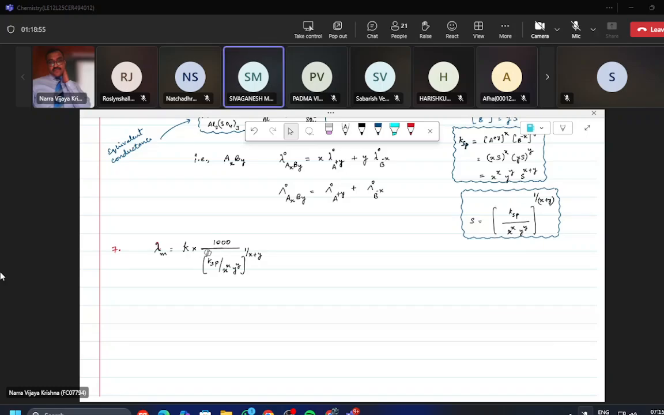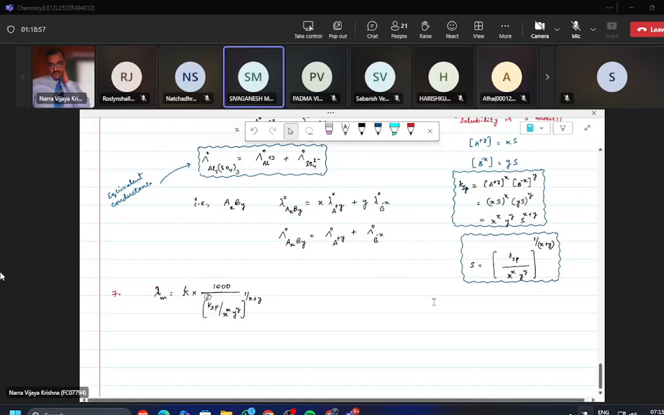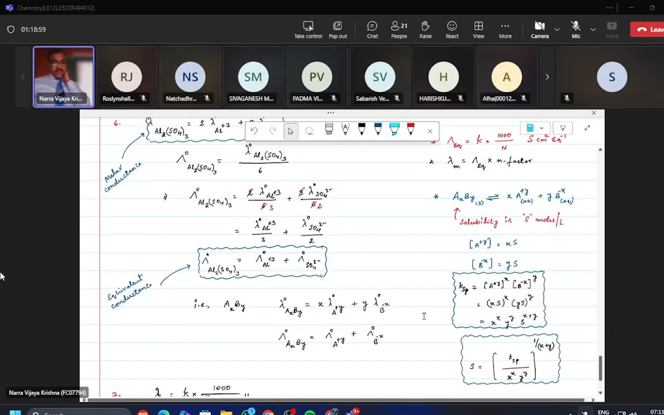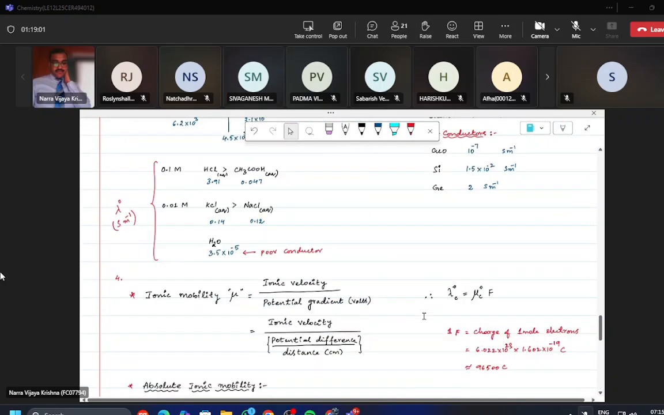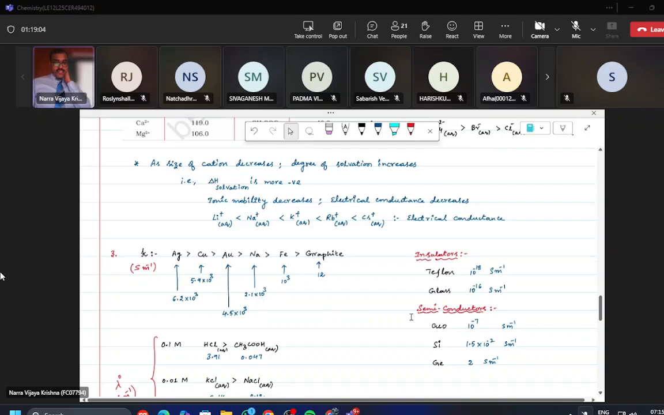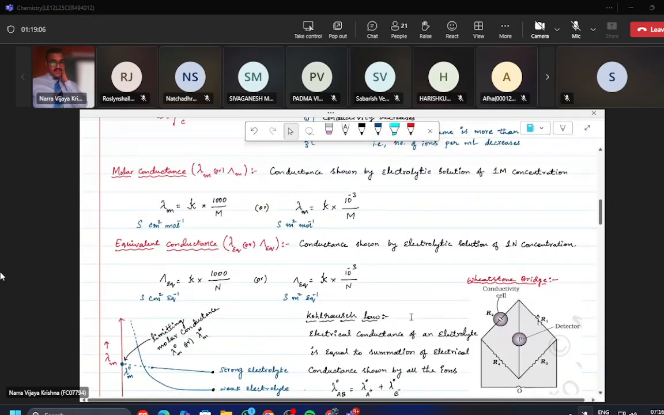Sir, can you explain how we substituted the value of S in the formulas? What is the molar conductance formula? Kappa into 1000 by molarity, right? Correct?